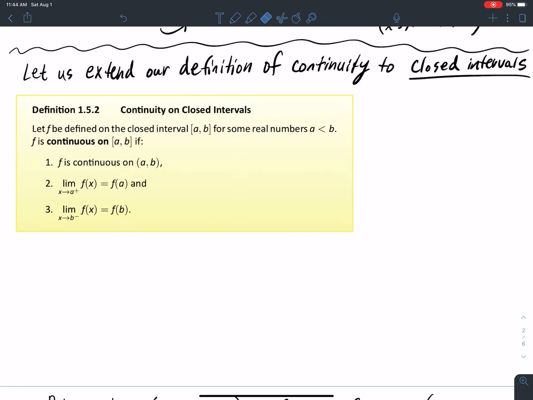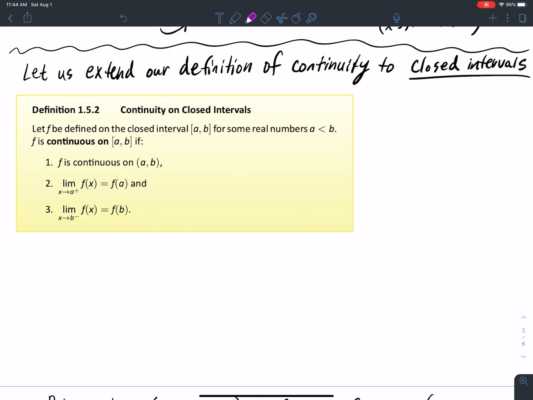So we're going to add an extension to the definition of continuity. We're going to add the extension of closed intervals. So let f be defined on the closed interval. Previously our definition was for open intervals. For some real numbers a less than b, so all we know is a is less than b, in some closed interval.